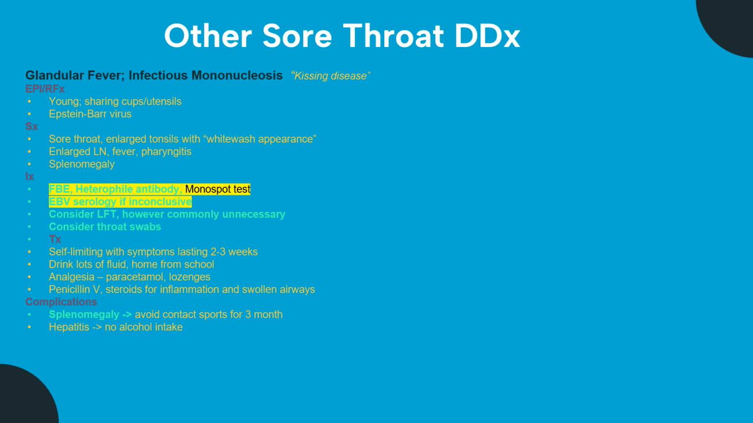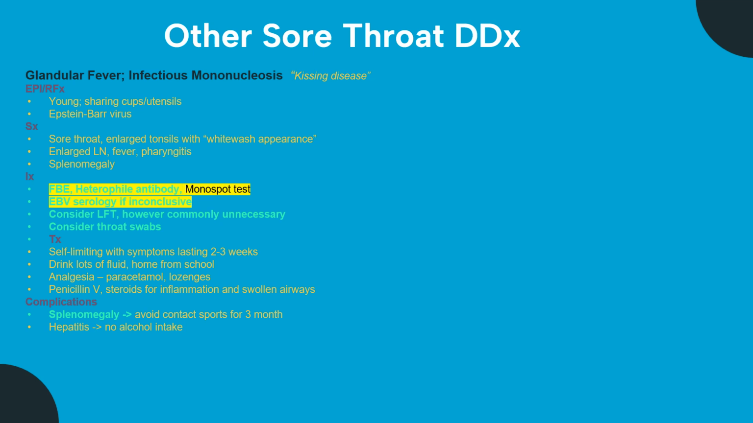Epstein-Barr virus is one of the common causes. CMV is also a common cause. In terms of your symptoms, you get your sore throat and enlarged tonsils with this whitewashed appearance, as well as enlarged lymph nodes, fever, and sore throat.